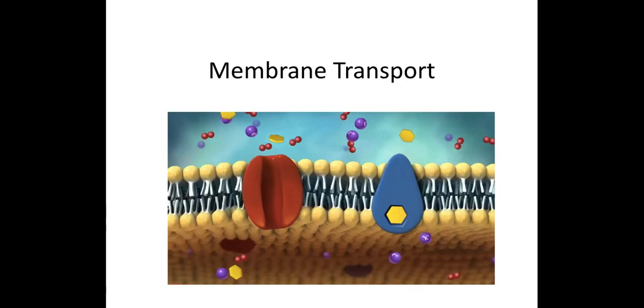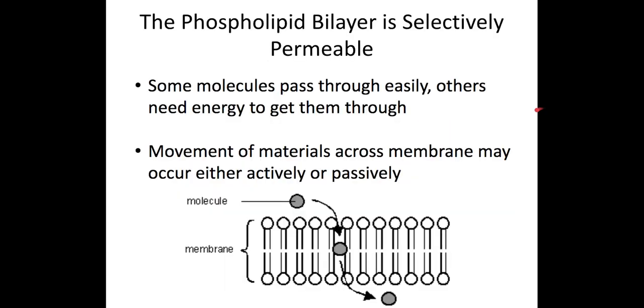Welcome to lesson 1.4 in Unit 1 Cell Biology. In this lesson, we're going to be covering membrane transport and going over how certain substances and compounds in actual cell membranes are transported across the bilayer. So let's get into it.